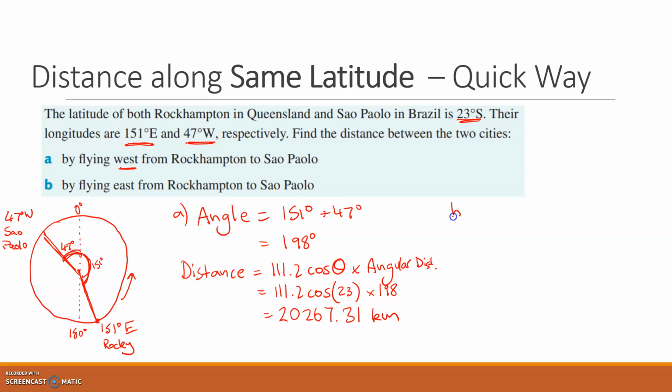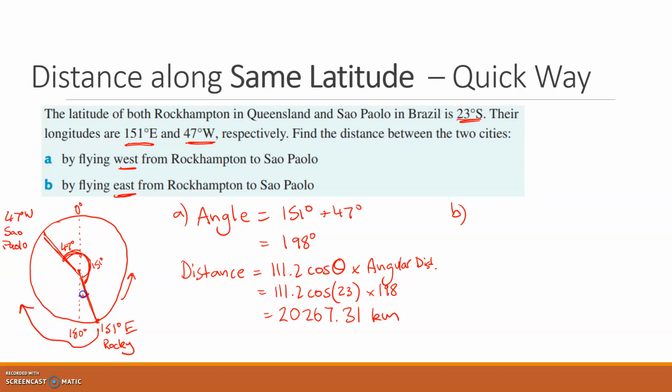So now let's do B, where we want to fly, sorry, that was flying west. Now B is flying east. So to fly east, we said east is clockwise on our diagram. So we start here and we fly east. So we're heading around the other way on our circle, okay? So remember there's two ways we can do this.